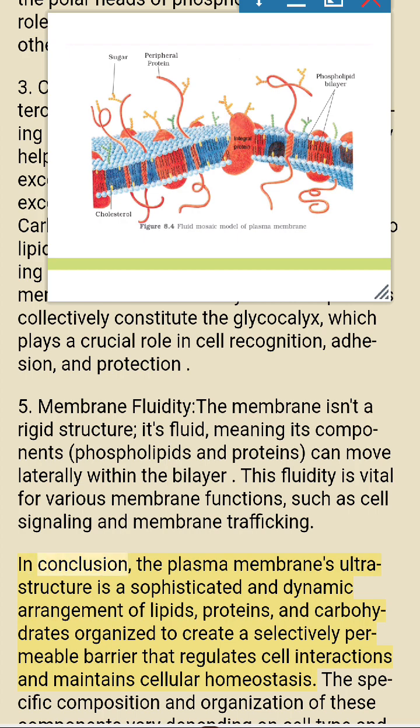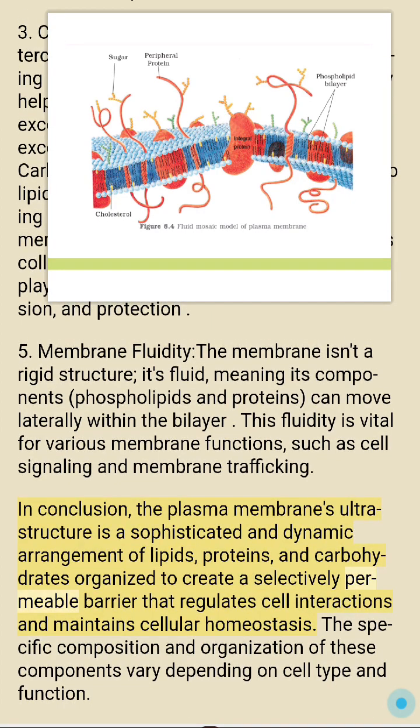In conclusion, the plasma membrane's ultrastructure is a sophisticated and dynamic arrangement of lipids, proteins, and carbohydrates organized to create a selectively permeable barrier that regulates cell interactions and maintains cellular homeostasis. The specific composition and organization of these components vary depending on cell type and function.